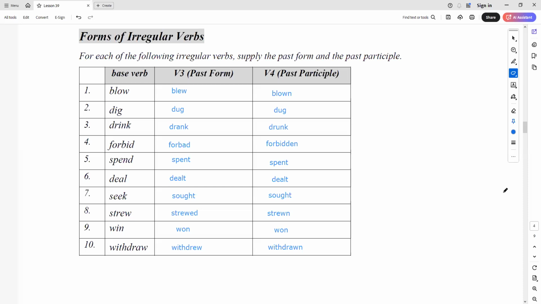And then we have number 10, which is withdraw. Withdrew and withdrawn, right? Yes, very good. So you just come back to the password here, okay? Draw, drew, drawn. So when we have the with added there, it will become withdraw, withdrew, and withdrawn.